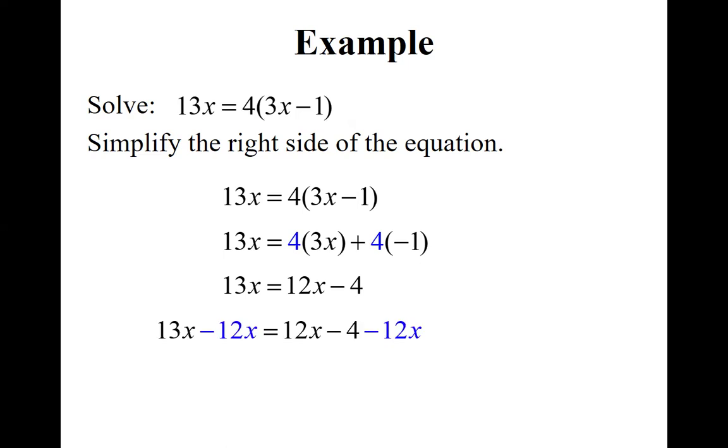13x minus 12x on the left. On the right, 12x minus 4 minus 12x. 13 of them minus 12 of them is one of them. So that's just x equals on the left. On the right, 12x minus 12x is 0. So we're just left with the negative 4. X equals negative 4. So that was interesting.